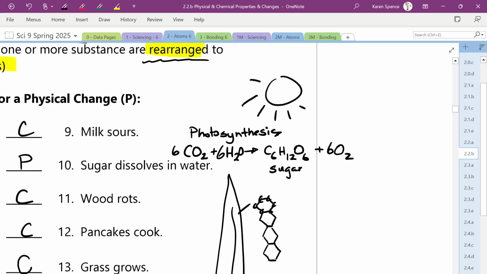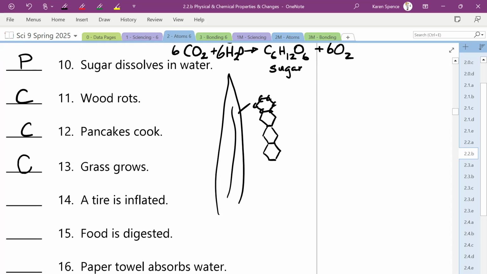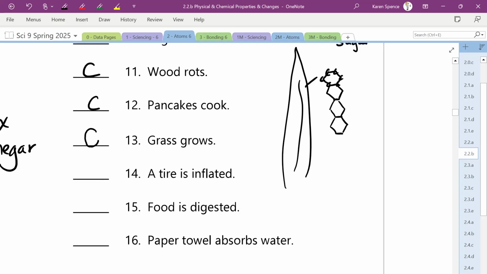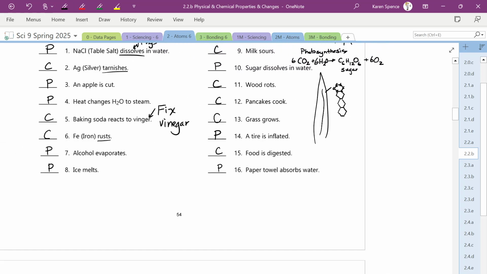Okay? Like I said, you don't need to know the details of it, but you should know that it's a chemical change. A tire is inflated. That is physical. Food is digested. Chemical, unless you want to talk about the stuff that happens in your mouth, because when you chew it, that is physical. Although there are actually enzymes in your mouth. One's called salivary amylase, and it breaks down starch into sugars. Paper towel absorbs water. That is physical. Okay, very good. All right.